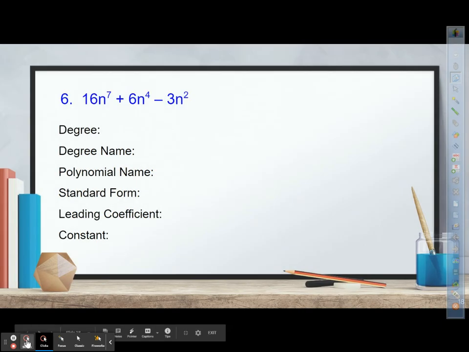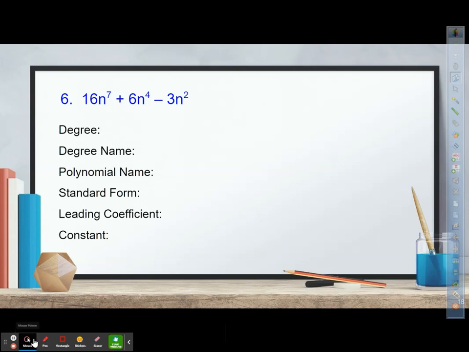All right, write this one down and try this one out with your partner. 16n to the 7th plus 6n to the 4th minus 3n squared. All right, Rebecca, what did you and your partner get for the degree? 7. Parker, what did you and your partner get for the degree name? You could say 7th power, but we want to say 7th degree. Just say 7th degree. All right, Brandon, what did you and your partner get for the polynomial name? Trinomial.